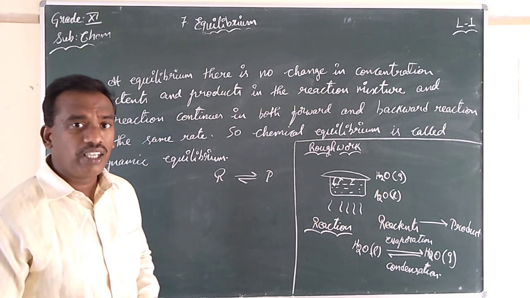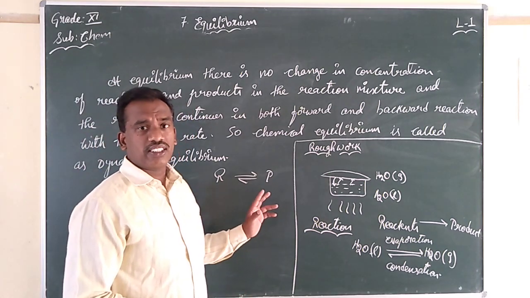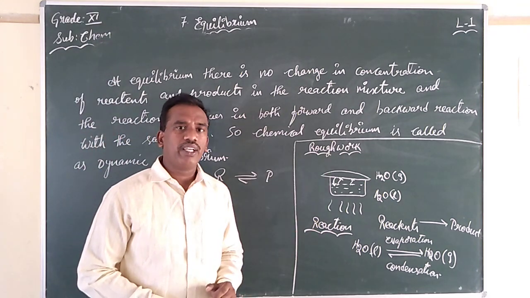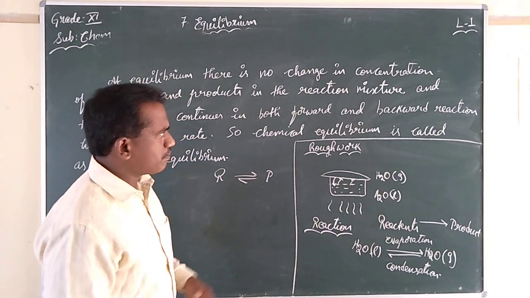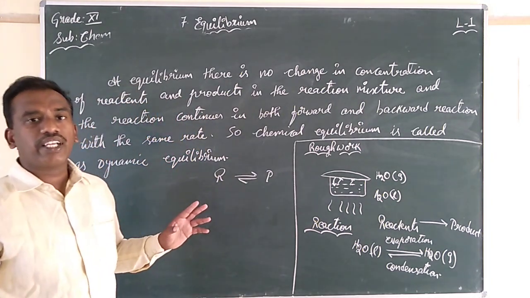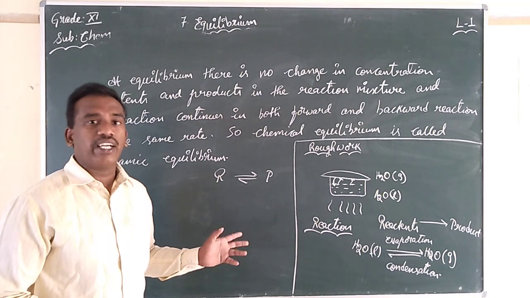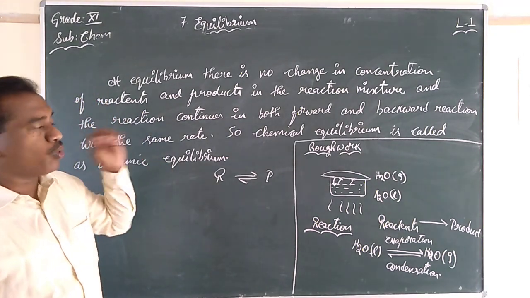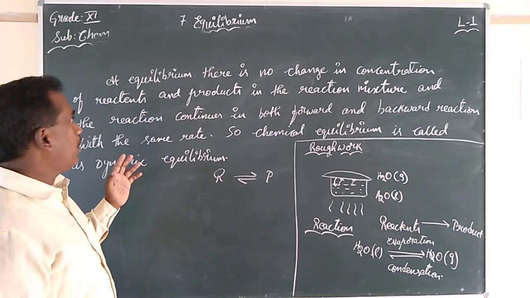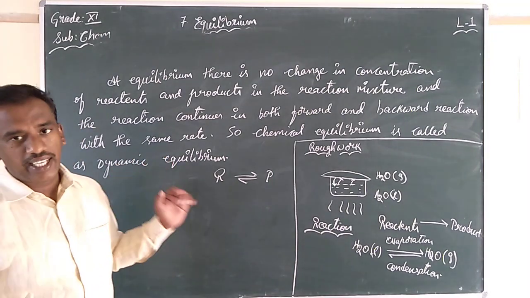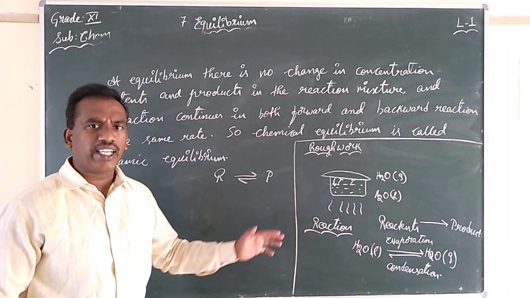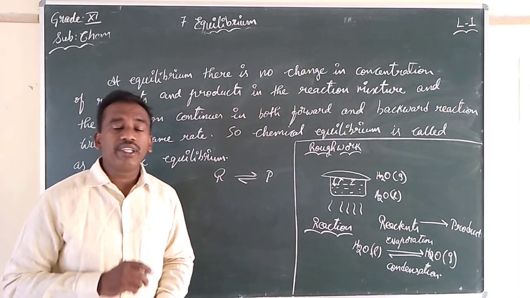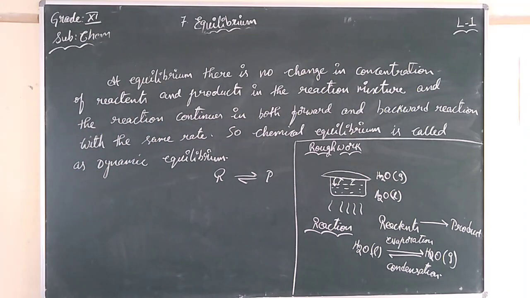What is the equilibrium called now? It is called the dynamic equilibrium. When will it be considered? It will be considered when the rate of the forward reaction is equal to the rate of the backward reaction, or when there is no change in concentration of reactants and products in the reaction mixture. Both happen at a time. We call it a dynamic equilibrium. Write down the definition, children. Now we will see the concept of dynamic equilibrium in detail.